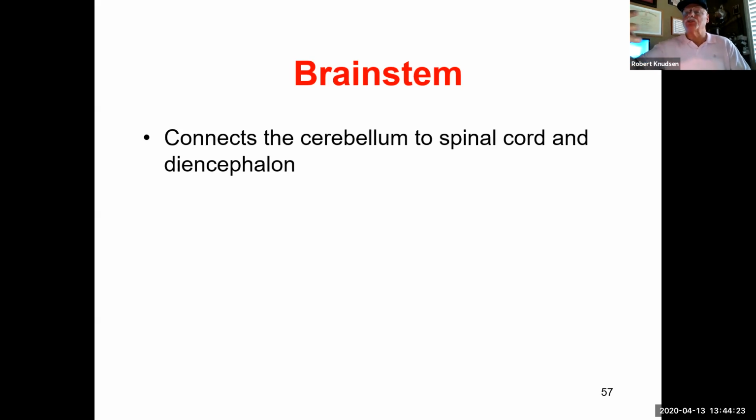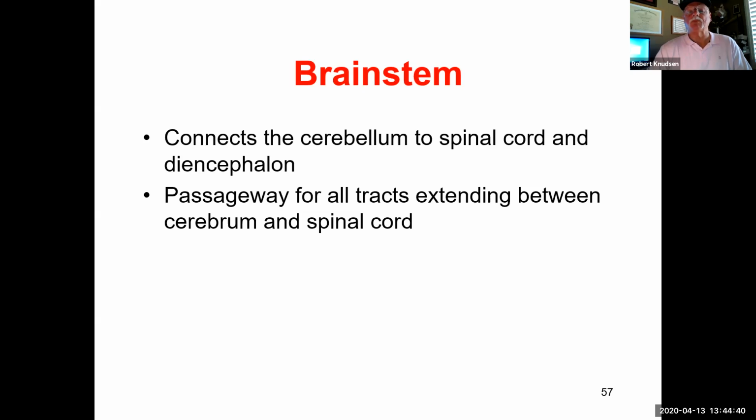You're going to find out there's 3 parts to the brainstem. And those parts attach to the midbrain, the top one, midbrain, the middle one, pons, the lower one, medulla. You're going to see that. Brainstem. This kind of makes sense. Passageway for all tracts coming from the spinal cord to go up to the cerebrum. Duh. How else is it going to get there?